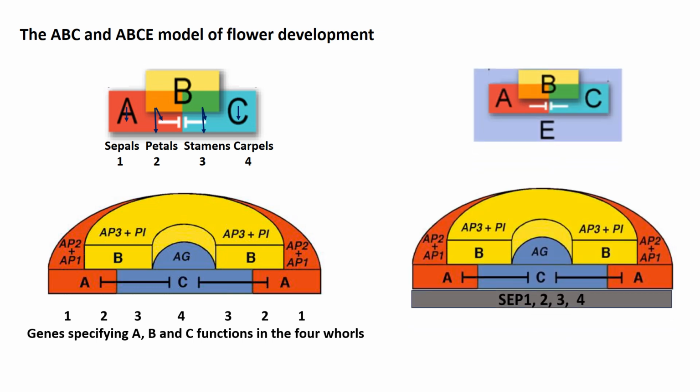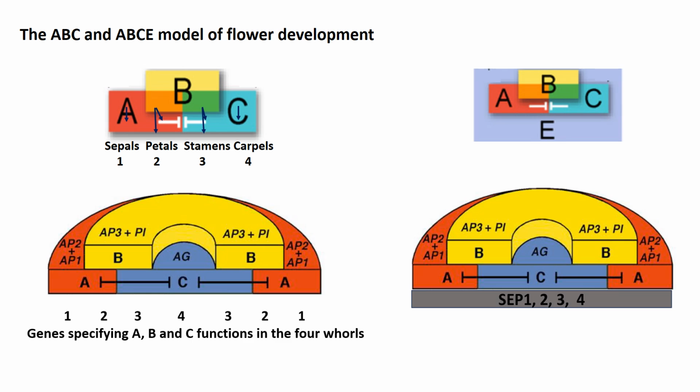In addition, the A and C function domains seem to mutually repress each other in their respective expression domains. In Class A mutants, the C function domain expands into the outer whorls, causing the expression of AGAMOUS in the first two whorls. In C class mutants, the A function expands to the inner whorls, which leads to the expression of AP2 in the inner two whorls.